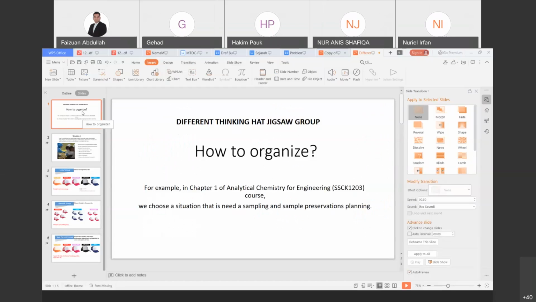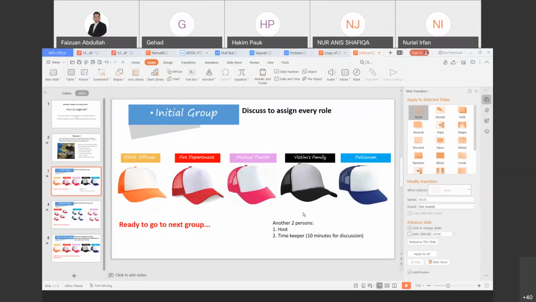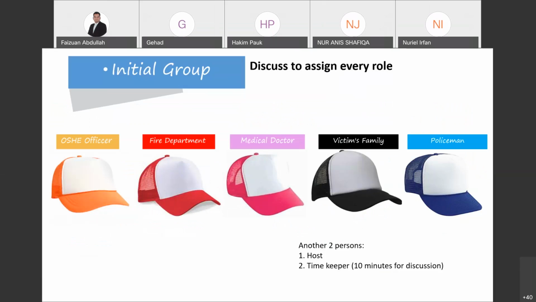Okay. The first stage is in your 5 persons per group. You just select the person for every role. Who should be the OSH officer? Okay. Who should be the fire department officer, and then medical doctor, victim family, policeman. Okay. And then after you assign for every role, you study your own roles. As an OSH officer, what you should consider.